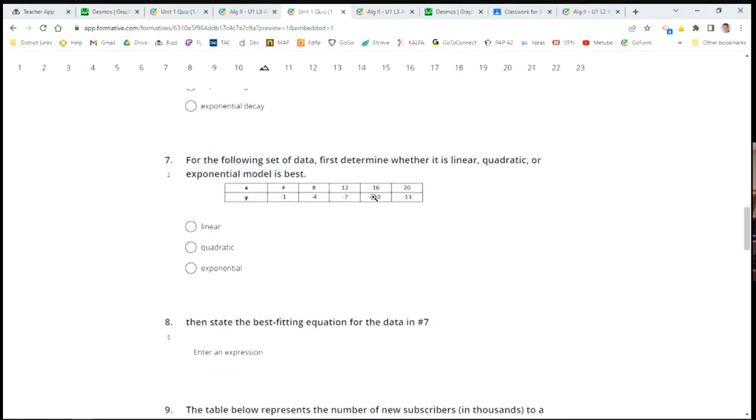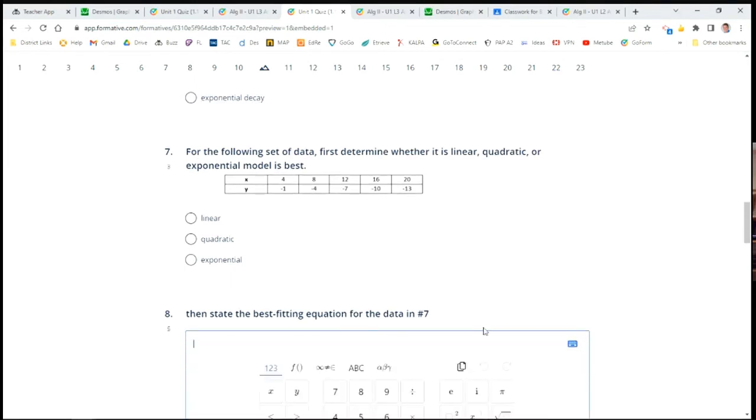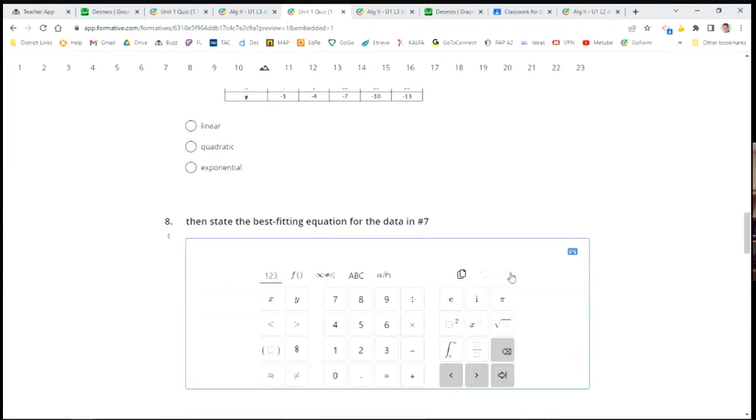Then this one gives you a table, and the table's this way instead. There's still the x's and the y's. Is it linear, quadratic, or exponential? Then they want that best fitting equation in that again. Best fitting equation.